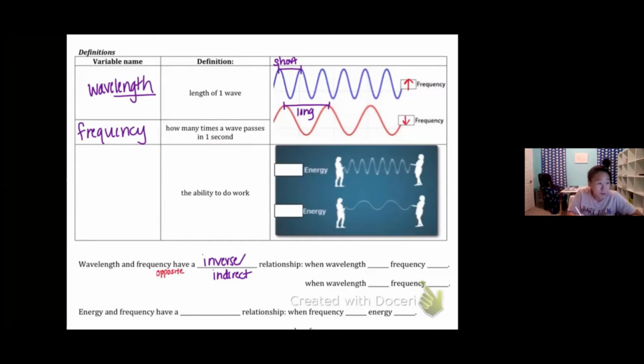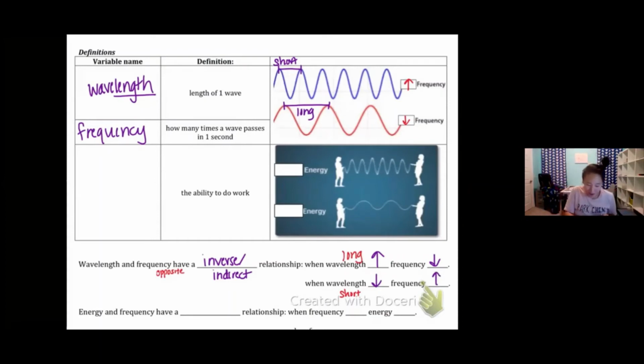So if I put an up arrow here, that means the wavelength is long, then the frequency is low, meaning it doesn't happen that often. But when the wavelength is short, they are close together, then we know that the frequency is high because we can have more waves every second.